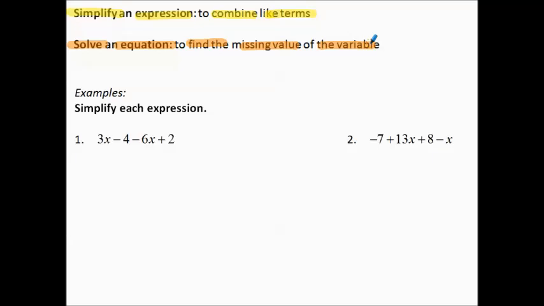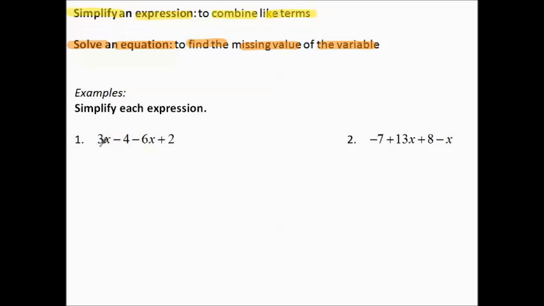Let's look at some examples. First, we're going to simplify each expression. So notice here in number 1, I do not have an equal sign. So I'm not looking for the value of x. All I'm looking for is to simplify it into the least amount of terms possible. So first I'm going to look for like terms. Remember here when I'm looking for like terms, I want numbers with variables and numbers without variables.